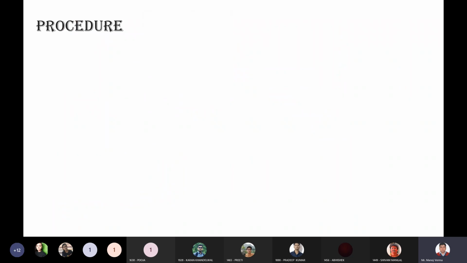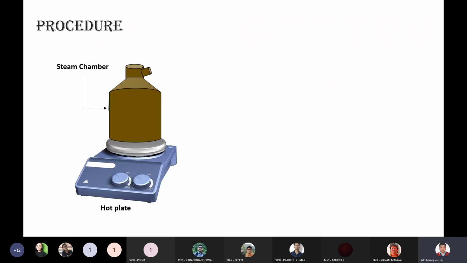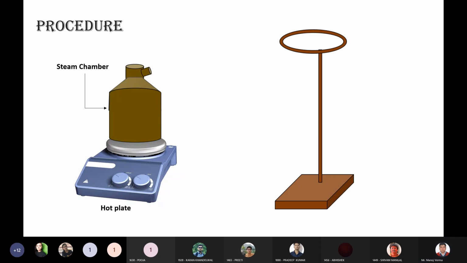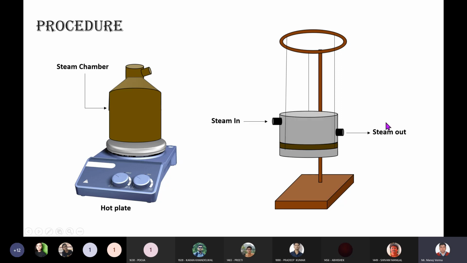Okay, so the first procedure is you can take water into the steam chamber. You can start increasing the temperature of the hot plate. Okay, and you can suspend this Lee-Charlton method setup onto a stand by means of thread. This is your slab B. First you have to hang this slab B, then you can place your specimen onto it, and then you can place your slab A, which has openings for steam in and steam out.